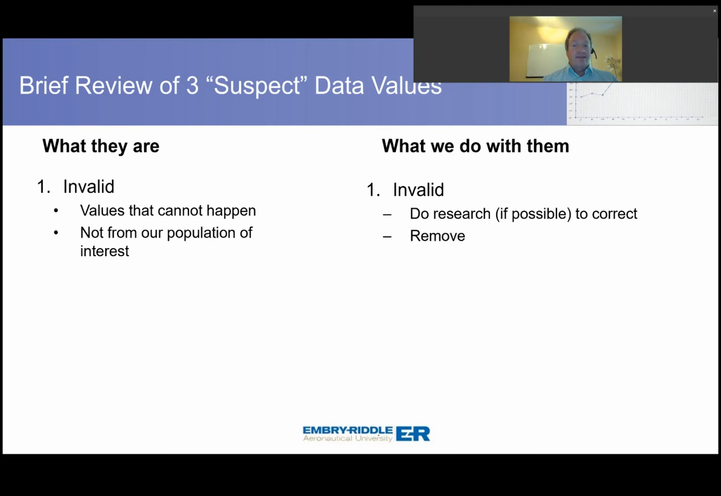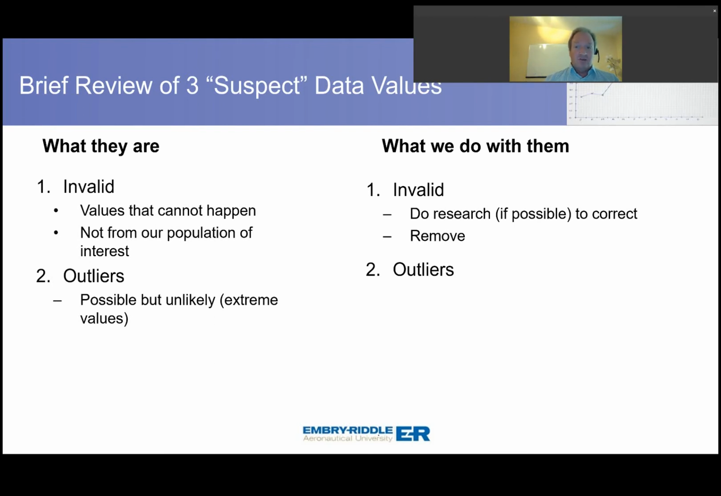Now, that takes care of invalid data values. What about outliers? So we said that outliers are values that are possible but very unlikely. And generally, the reason why they're unlikely is they're very extreme. So as an example, a person who is 4 foot tall would be an outlier. It's possible to have someone at that height, but it's also very unlikely, very unusual. To get someone that is 7 feet 9 inches tall, it's possible, but very unlikely.